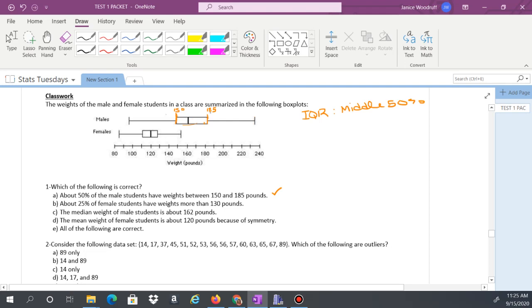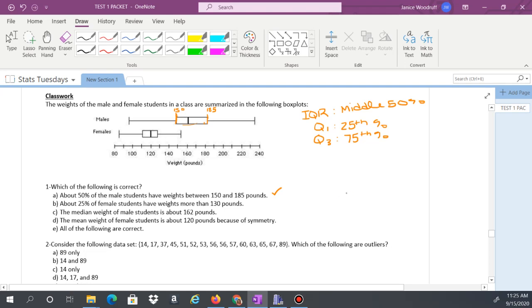Okay, so what we're seeing here is that you've got a couple of really skinny kids and you've got a couple of heavier kids, but most of them are right here in this range. It's your middle 50%. Okay, because Q1, remember Q1 is your 25th percentile. Q3 is your 75th percentile. So if you subtract that, that gives you 50%.